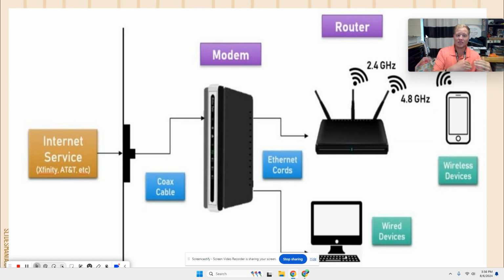Now, for the next section, how about internet going to a wired device? Well, it's just a little bit shorter. Once again, either way, it comes in through that coax cable. That coax cable goes to the modem, which takes that electrical signal and sends it through the Ethernet cord, which is useful to the wired device. So 1 coax cable, 2 modem, 3 Ethernet cord, 4 wired device. That answers how the internet reaches a wired device.